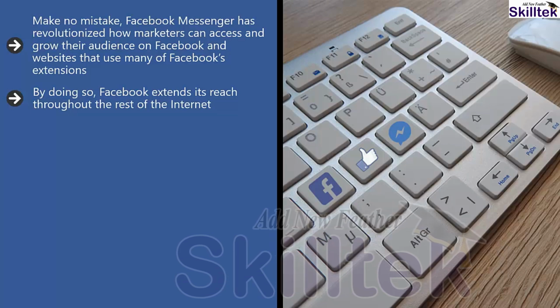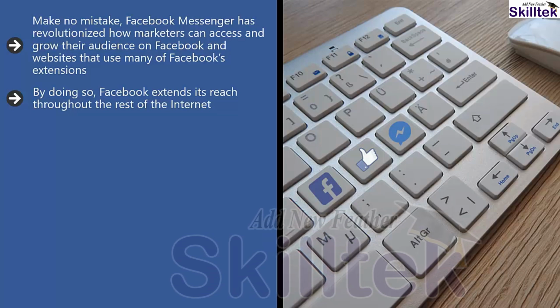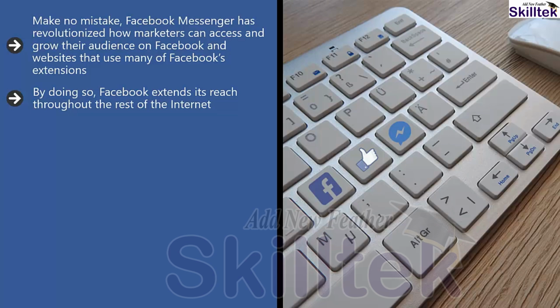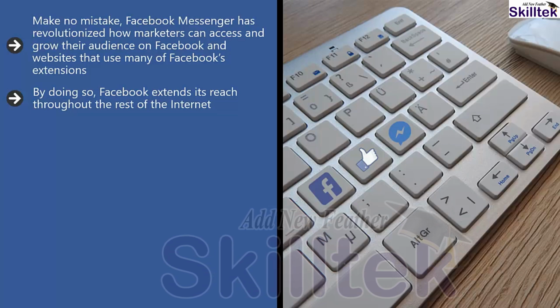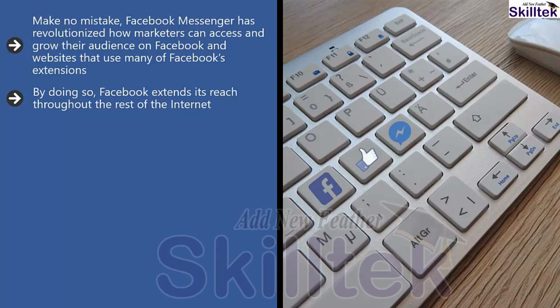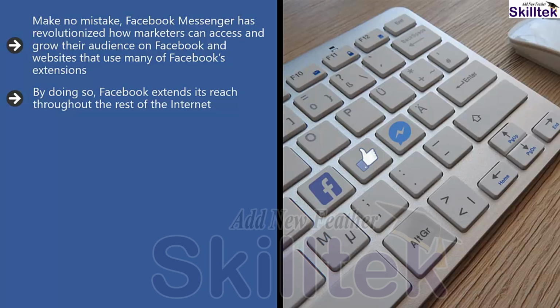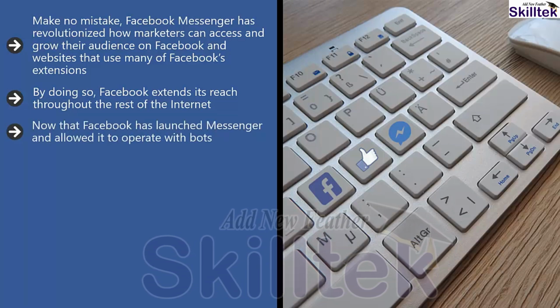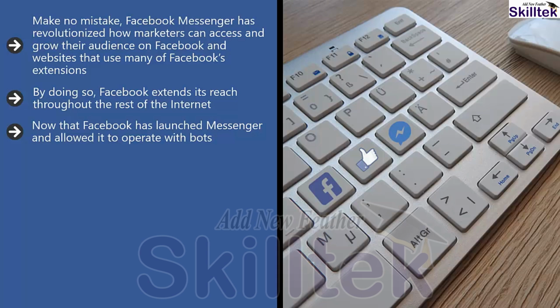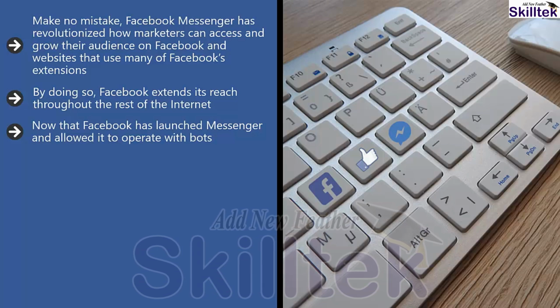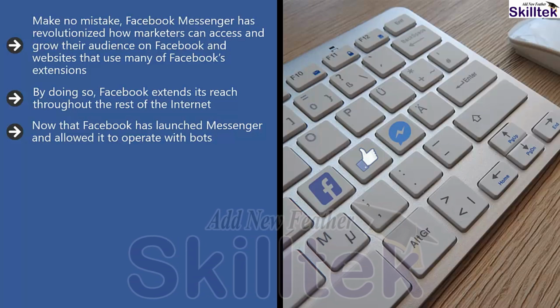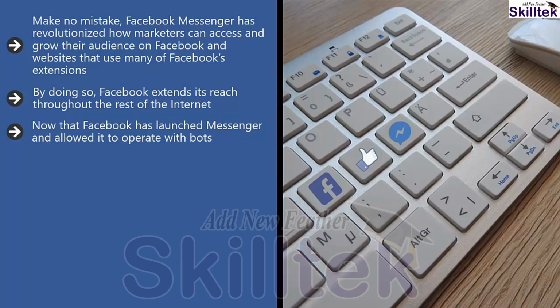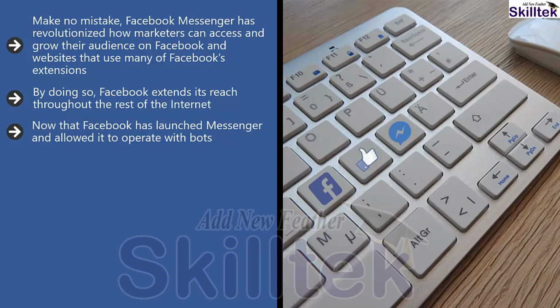In fact, the Facebook ad network is second to Google's ad network in terms of reach and size. If you want to drive a lot of free traffic to your website, you need to have a coherent Facebook strategy. Now that Facebook has launched Messenger and allowed it to operate with bots, this has presented a tremendous opportunity for online marketers as far as traffic generation and sales recruitment go.